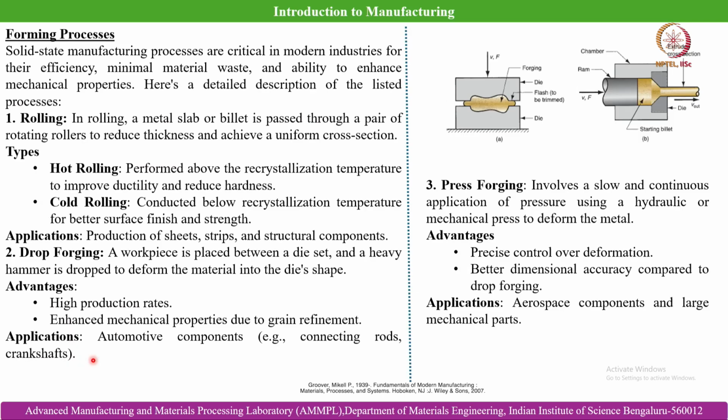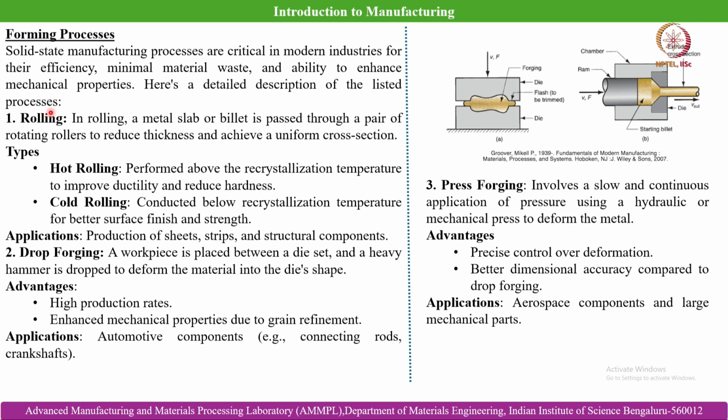Okay. So then we will move to the forming processes. We will introduce metal forming processes now. There are several metal forming processes that we generally follow in engineering practice. They can be classified as rolling, drop forging, press forging, extrusion, and so on.